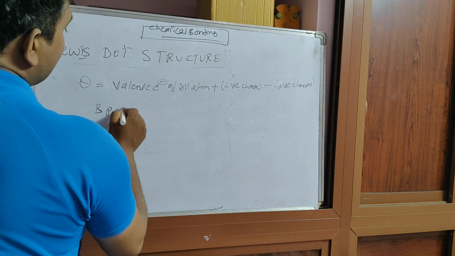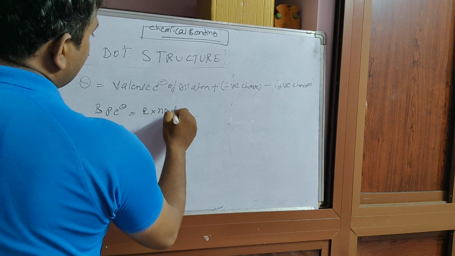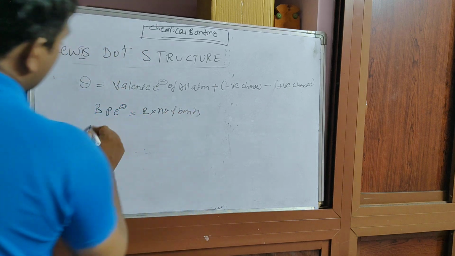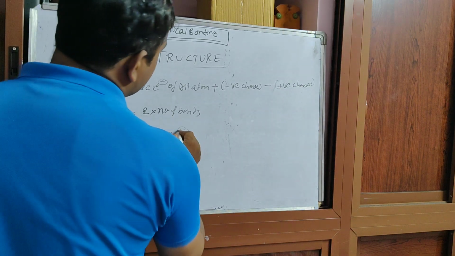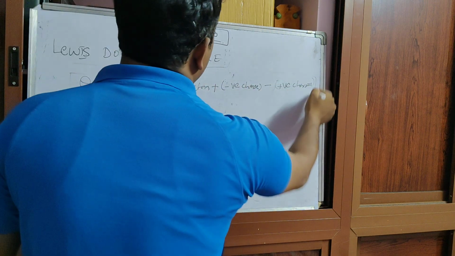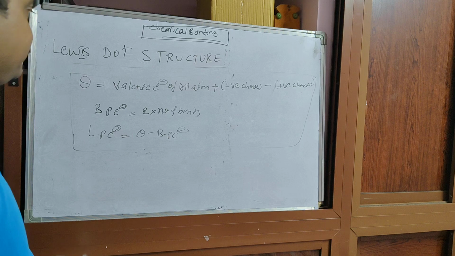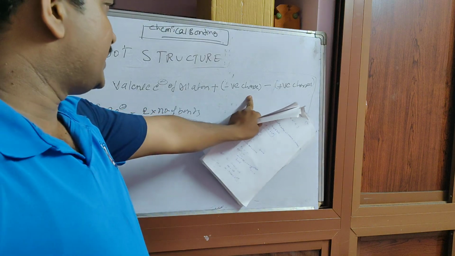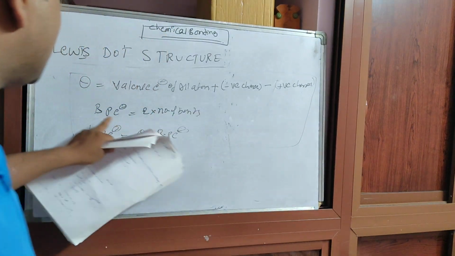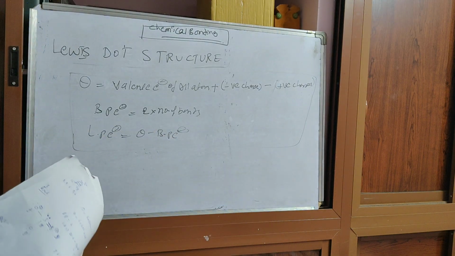Bond pair electrons is equal to 2 into number of bonds. Lone pair electrons is equal to Q minus bond pair electrons. This is also how to remember if you want to calculate the structure of the atom. If you want to calculate the Lewis dot structure, Q is equal to valence electrons of all the atoms, plus or minus negative charge, plus or minus positive charge. Bond pair electrons is equal to 2 into number of bonds. Lone pair is equal to Q minus bond pair electrons.